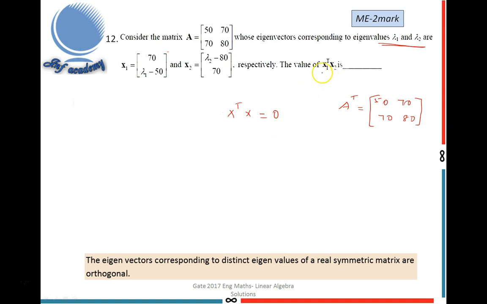Finally, x1 and x2 are orthogonal, so x1 transpose into x2 equals 0 by using that property. The property says the eigenvectors corresponding to distinct eigenvalues of a real symmetric matrix are orthogonal. The given matrix is a real symmetric matrix and it has two different eigenvalues lambda 1, lambda 2. So the eigenvectors are orthogonal. The orthogonal definition says x transpose x equals 0. Here x1 and x2 are vectors, so x1 transpose x2 equals 0. The final answer is 0.